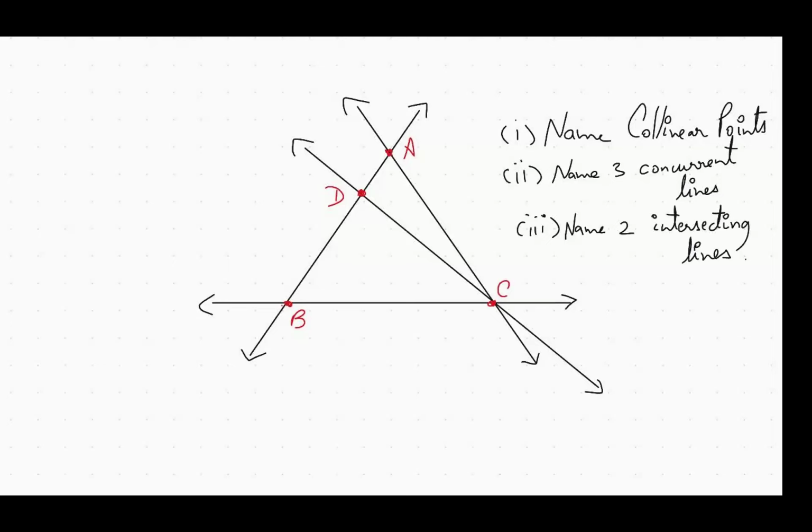Okay, I'll name the lines. This is L, this one is M, N, and O. P we don't have. We have L, M, N, and O. So give me the collinear points first.